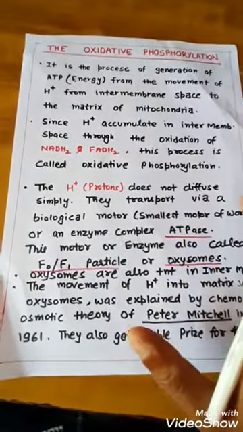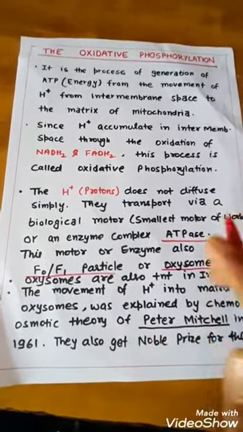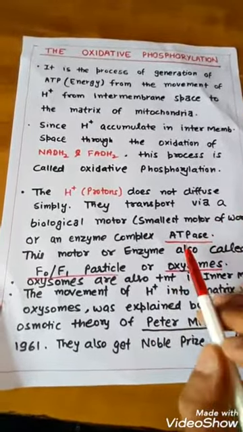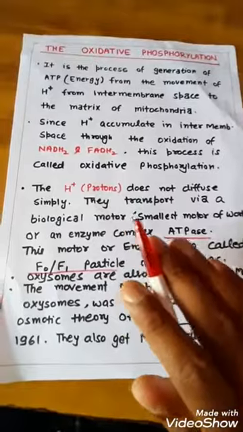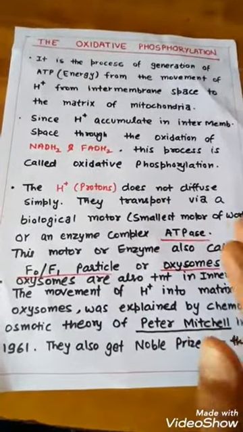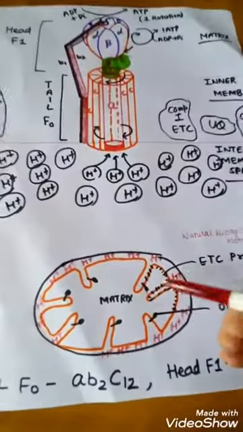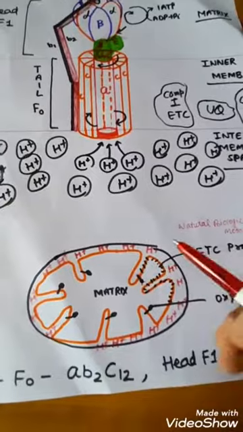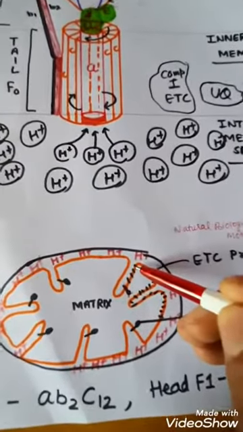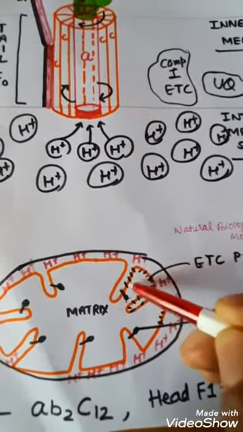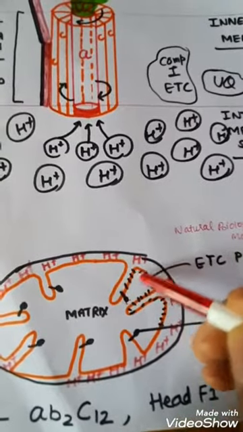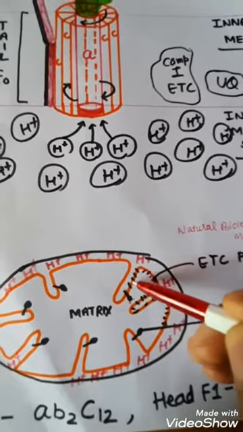As I told you earlier in this video, the most important components for oxidative phosphorylation are the oxysomes or the F0 F1 particles. These are also called the enzyme complex ATPase. The site of oxidative phosphorylation is also the inner membrane of the mitochondria, like the electron transport chain. Here, the black marks 1, 2, 3, 4 are our electron carrier complexes, complex 1, 2, 3 and 4.